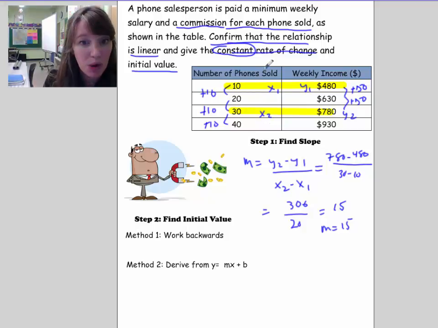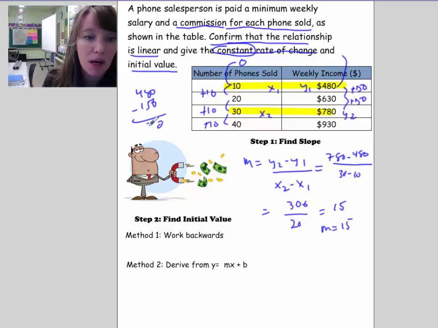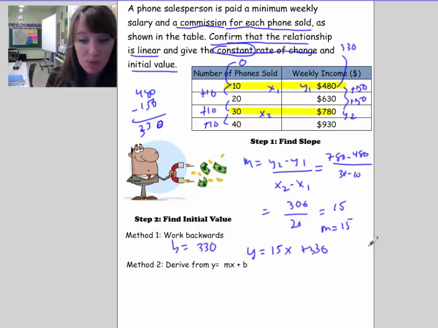Now, again, if we wanted to work backwards, which is pretty easy here because everything's decreasing by 10. So 10 minus 10 is 0. And then if we take 480 minus 150 here, it would be 330, sorry. So it's going to be 330, and that is going to be the y-intercept here. So 330. So we have our equation here, y equals 15x plus 330.